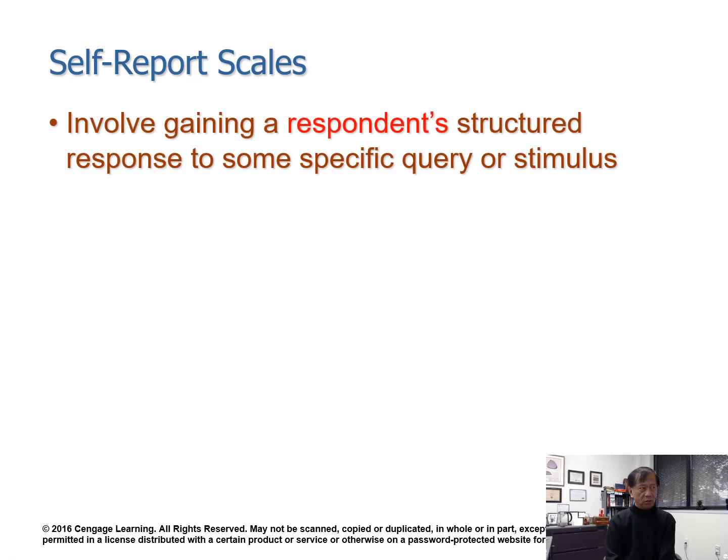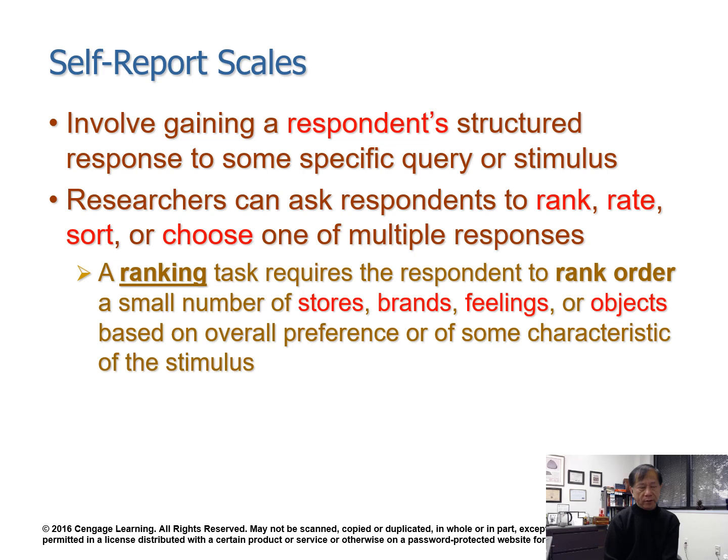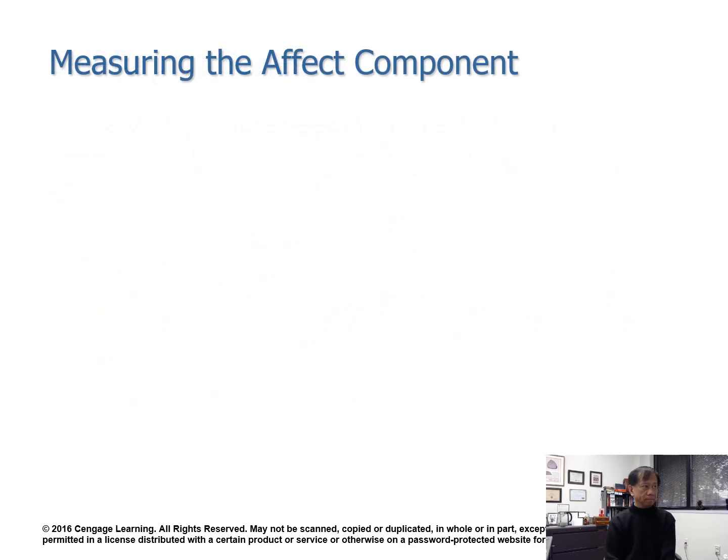Self-report scales. Self-report involves gaining a respondent's structured response to some specific query or stimulus. Researchers can ask respondents to rank, to rate, to sort, or to choose one of multiple responses. A ranking test requires respondents to rank order a small number of stores, brands, feelings, or objects based on overall preference or some characteristic of the stimulus. Ranking provides ordinal measurement. Remember that.